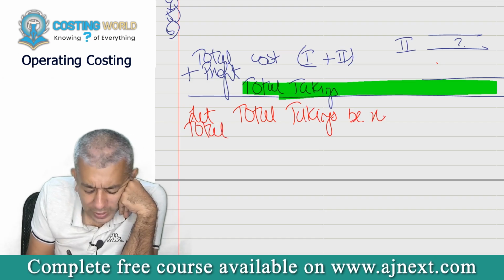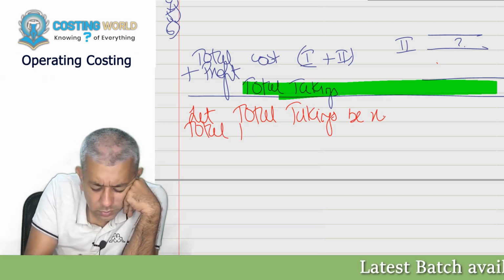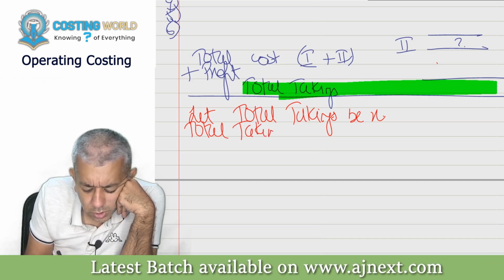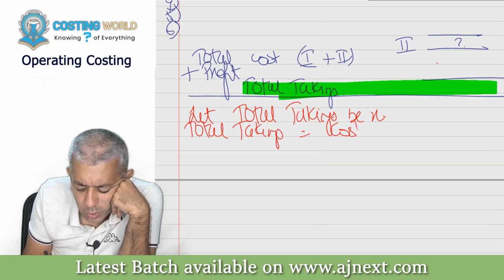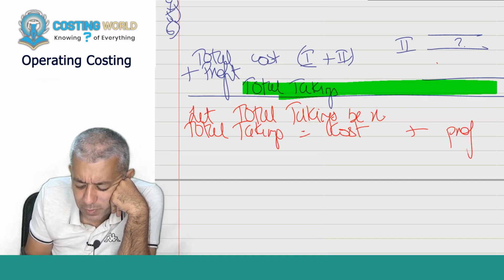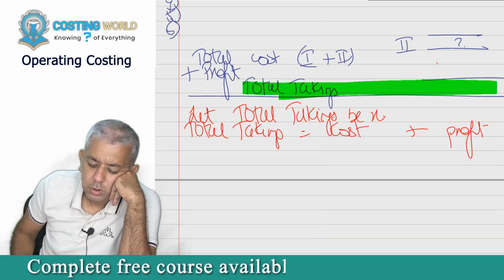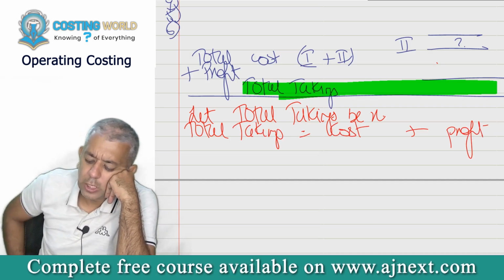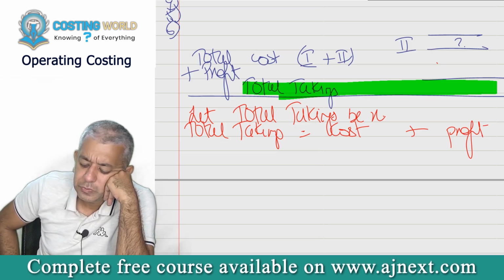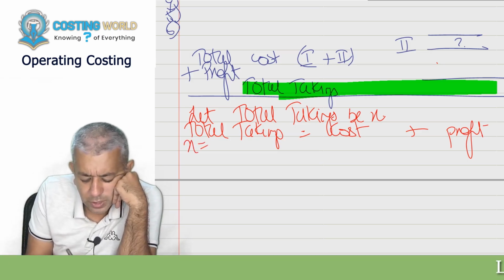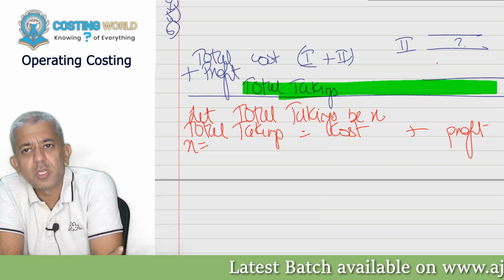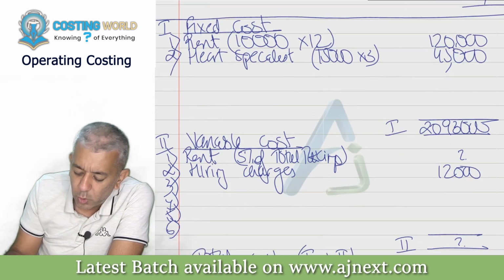Can I say total takings is like sales, no? So total takings, can I say will be equal to cost plus profit? Is that okay for everybody? Okay. So this will be nothing but X over here. Now cost, can we say cost will be all these particular totals, no?